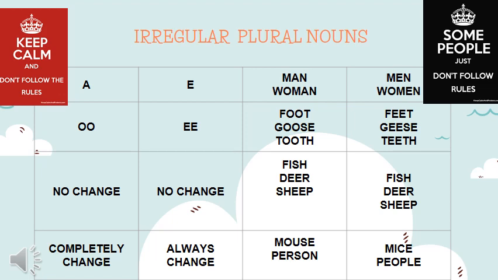There are some others that have no change at all in singular and in plural. Fish, deer, and sheep are examples of this. In singular, you can say fish, deer, and sheep, and in plural, you also say fish, deer, and sheep. They are the same. And there are those that completely change. For example, mouse in singular turns out to be mice in plural. Person in singular is people in plural.